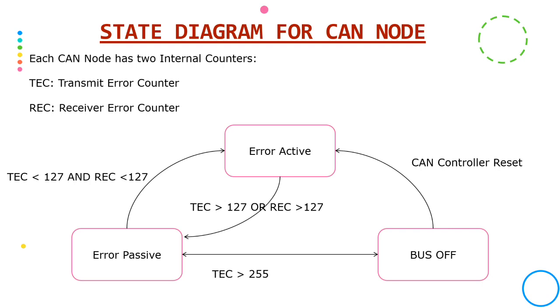And it will remain in the error passive state until both transmit error count and receive error count are less than 127. If, on entering the error passive state, the transmit error count goes beyond 255, then it will go to the bus off state, the CAN controller will be reset, and the node will enter into the error active state.